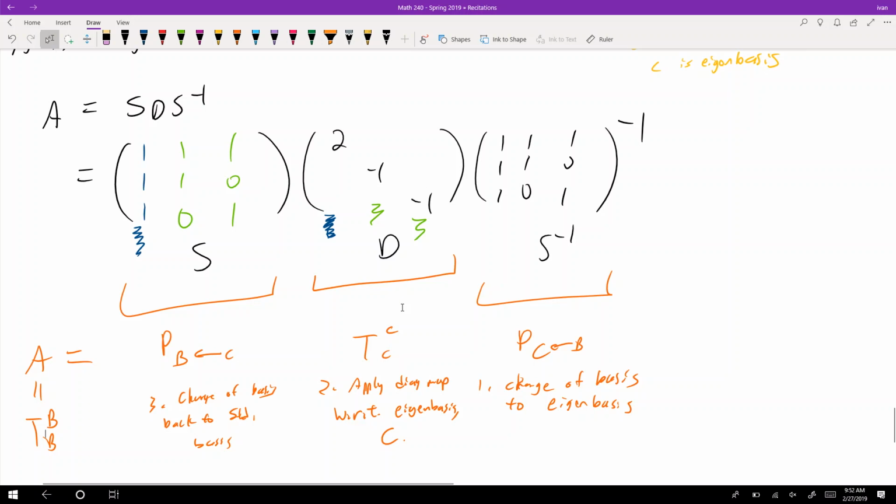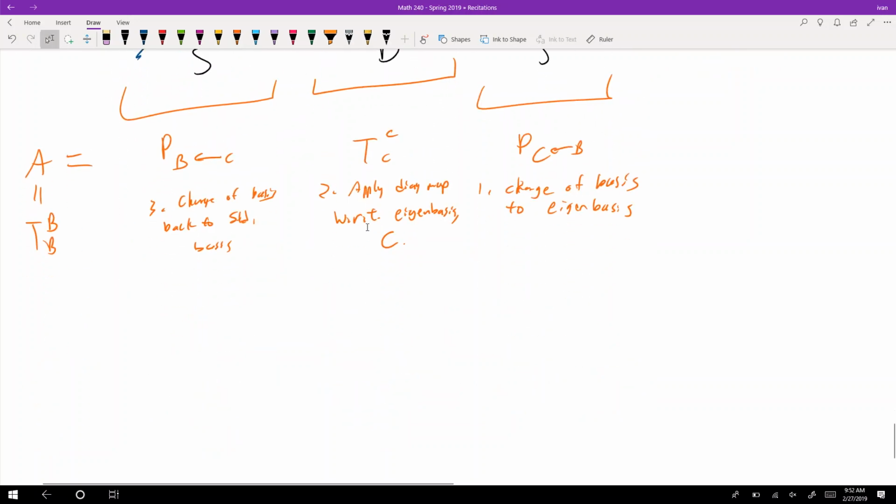Another reason diagonalization is so useful is, does this look familiar? What did we do on homework that used something like this form? Exponents, right? If you have A to the n, that's equal to S D to the n S inverse. Remember, we showed this on homework. So it's really useful to use diagonalization in finding exponents of matrices.